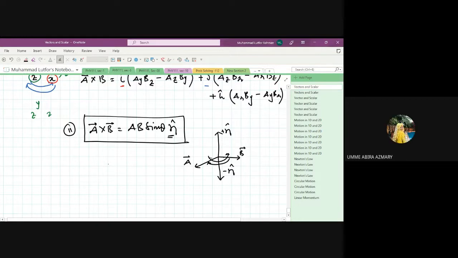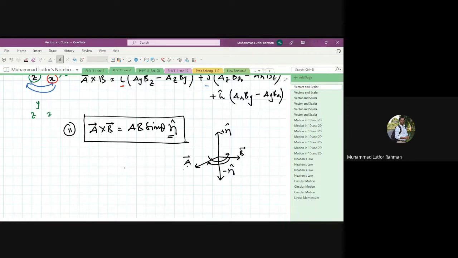Yes, sir. That's great. So to find the direction with that rule, you have to place your index finger towards the first vector, and your palm towards the second vector. Then if you rotate the rest of the fingers from the first vector towards the second vector, your thumb will give you the direction of your resultant vector.